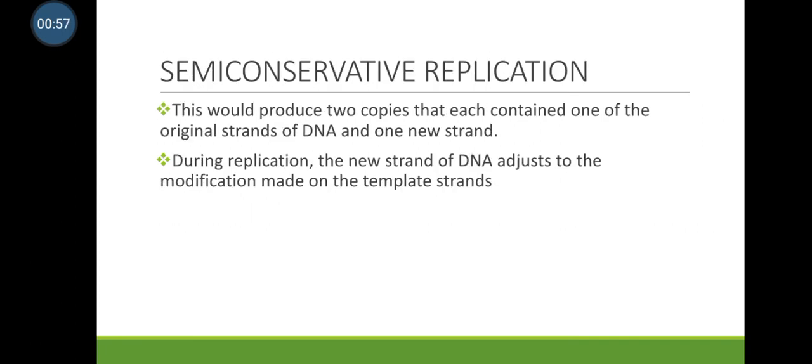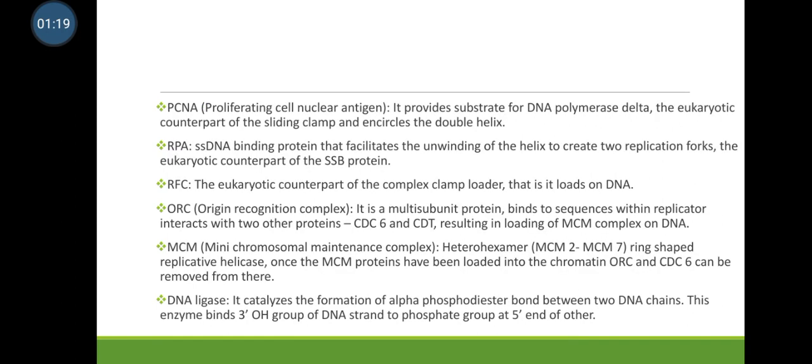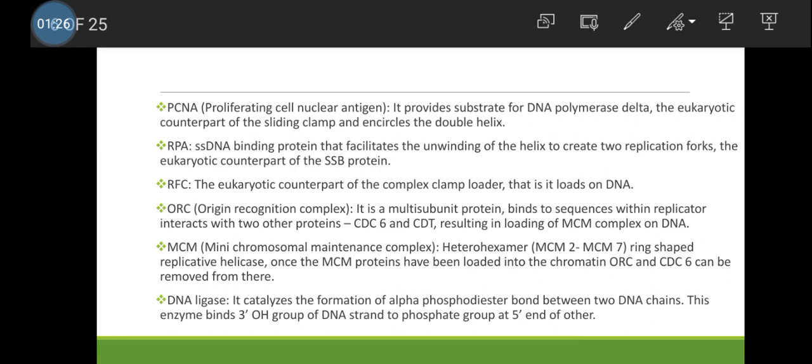Semi-conservative replication. This produces 2 copies of DNA in which one contains one of the original strands of DNA and one new strand. The enzymes and proteins involved in eukaryotic replication are RNA primase, DNA topoisomerase, DNA polymerase alpha, beta, gamma, delta, and epsilon, PCNA, RPA, RFC, ORC, MCM, and DNA ligase.